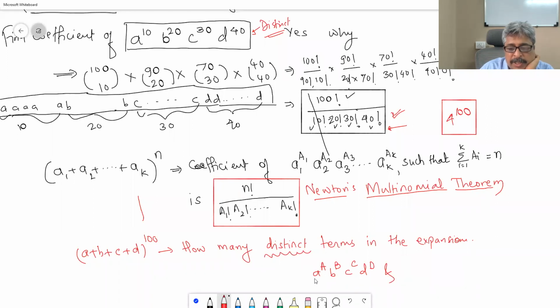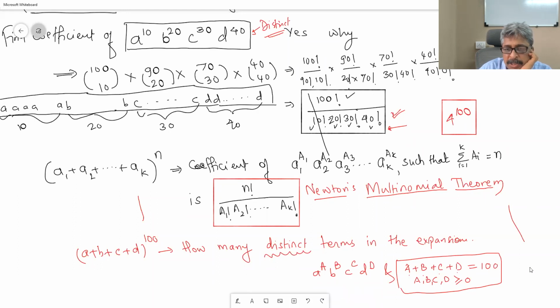The general term is going to be a raised to a, b raised to b, c raised to c, d raised to d, and the condition is a plus b plus c plus d must become 100. So the question that we are asking, how many distinct terms in the expansion, is actually the question in how many ways you can get a plus b plus c plus d is equal to 100, and a comma b comma c comma d can be greater than or equal to 0. This is our friend. This question is familiar to us.